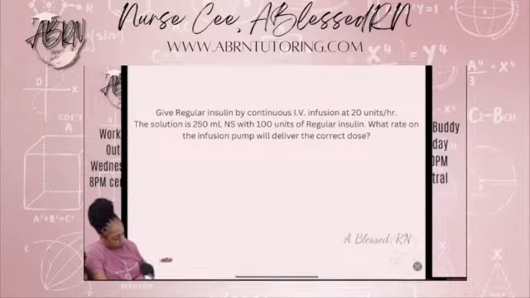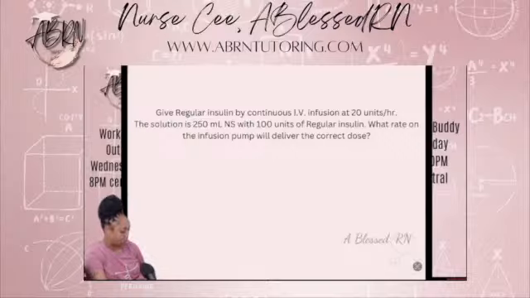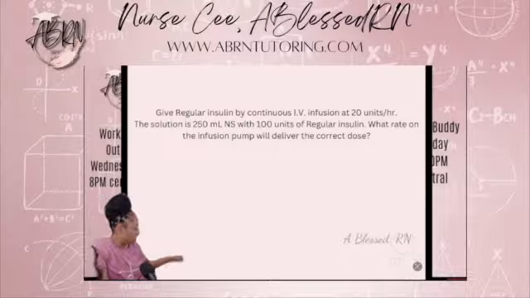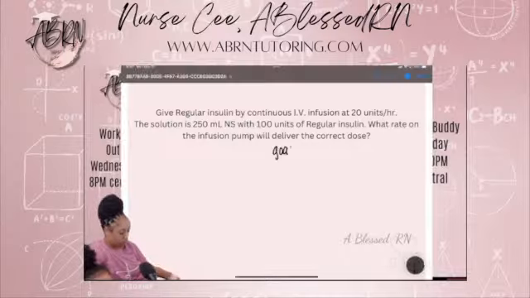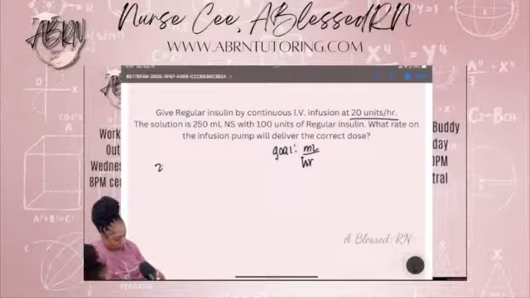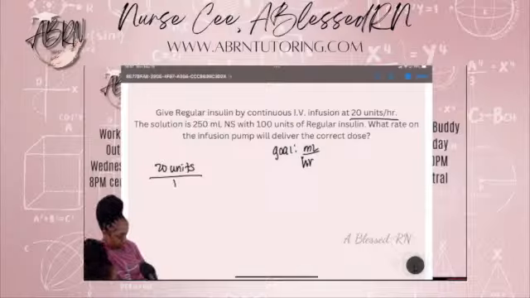All right, let's do this one. Give regular insulin by continuous IV infusion at 20 units an hour. The solution is 250 mLs with 100 units of regular insulin. What rate on the infusion pump will deliver the correct dose? So remember, it's pump, infusion pump. So when you see IV pump, infusion pump, we know that that is Blue's Clues for milliliter per hour. So we'll do milliliter on the top and hour on the bottom. Okay, so we need 20 units per hour. Yes, per hour.